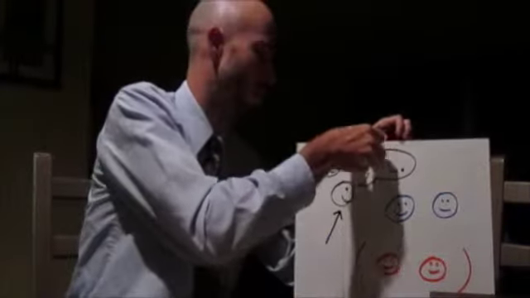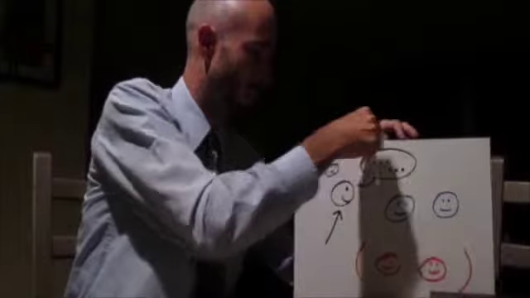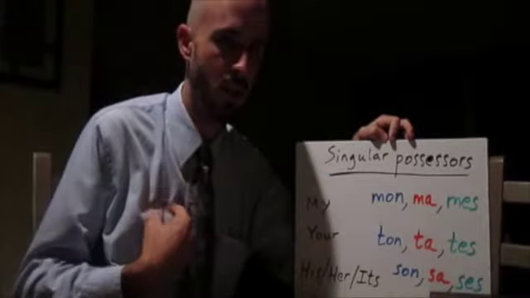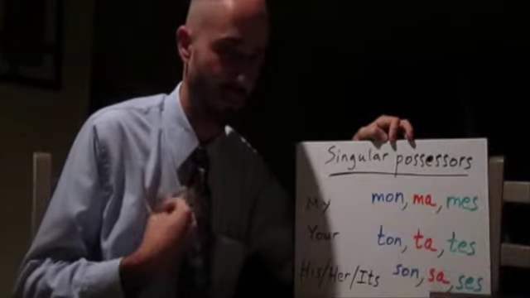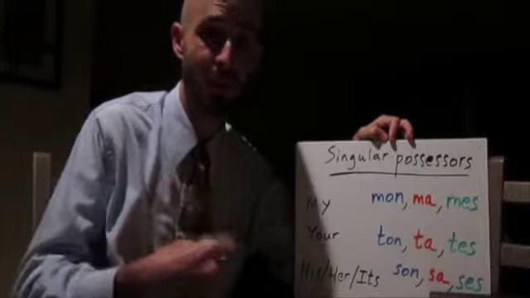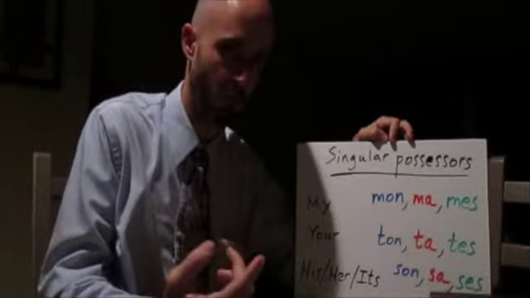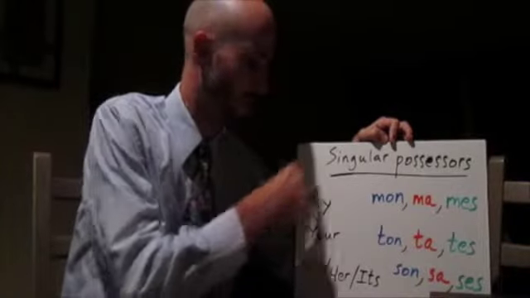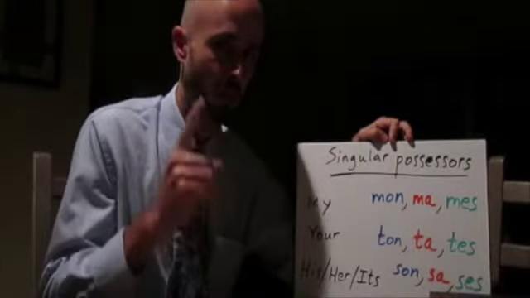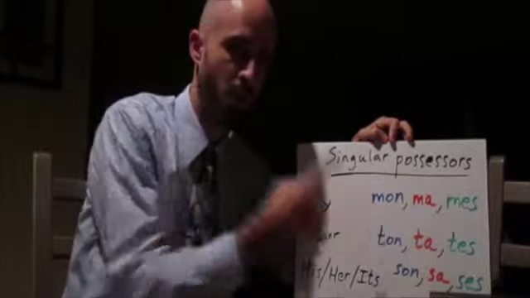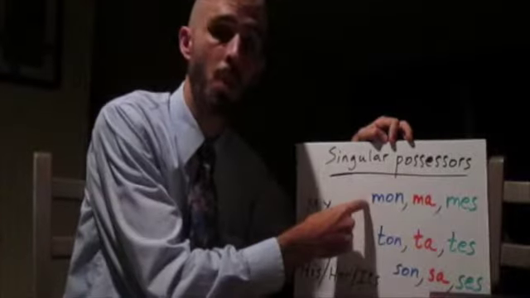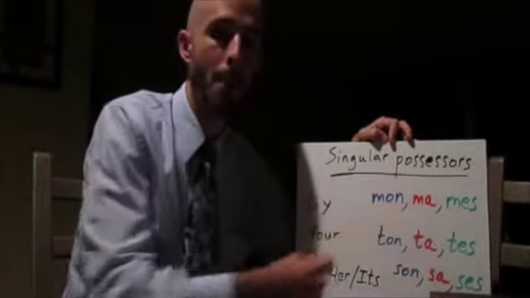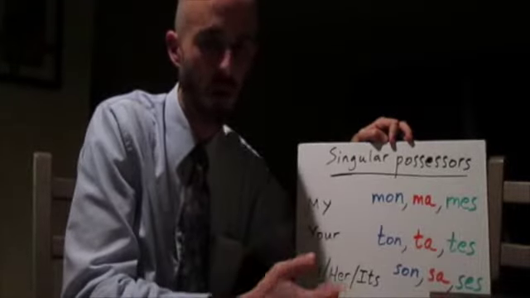So the speaker wants to refer to what he possesses, what he owns. We have three forms. Again, he's just referring to himself, by himself, singular possessor, one person owning. We have three forms. For a masculine singular noun, it's mon. Feminine singular noun, ma. Plural noun, mes.